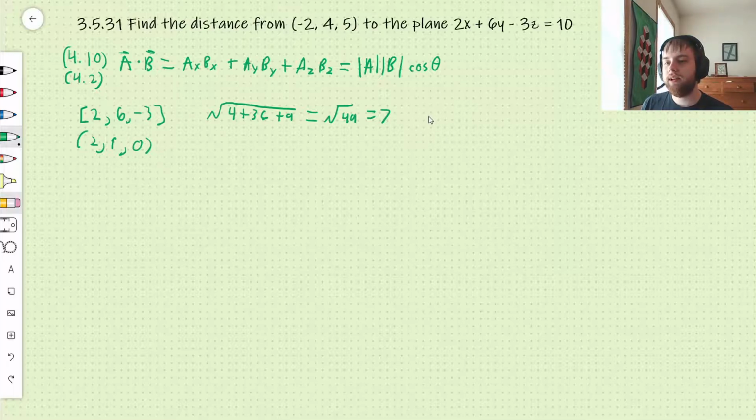So our new unit vector, which we will call u, is equal to (2/7, 6/7, -3/7). Okay, so now we have a unit vector, and we have our point on the plane and the point that we want.